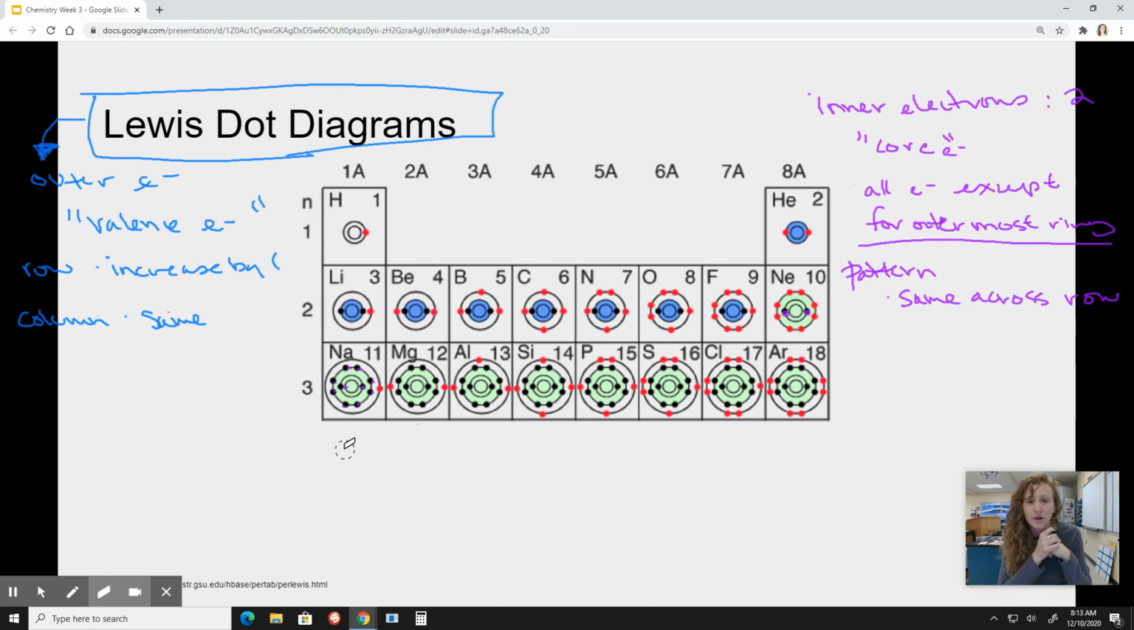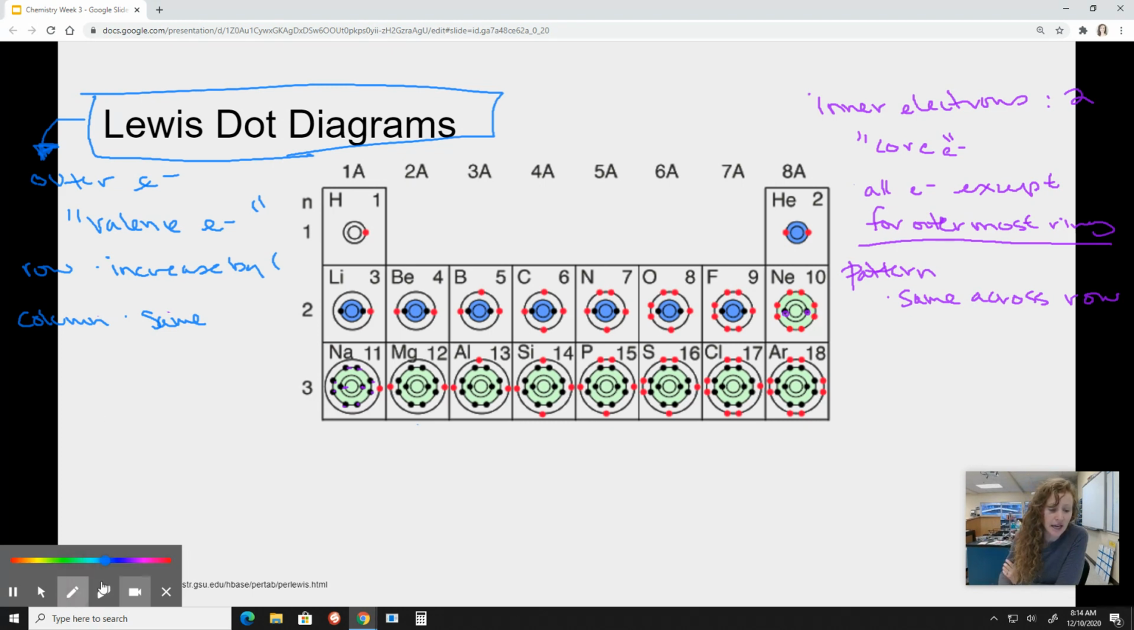So we're going to talk about how to write a Lewis dot diagram for an atom. Again, this is probably something you've done before, so we're going to go kind of quickly through this, but this is definitely something you need to be able to do. If I give you an element off the periodic table, like gallium, for example, you should be able to draw the Lewis dot diagram for gallium. So let's talk about how to do that.